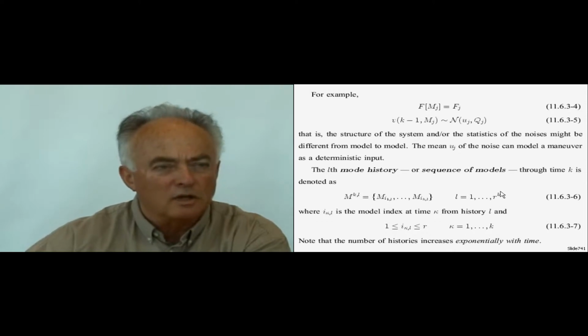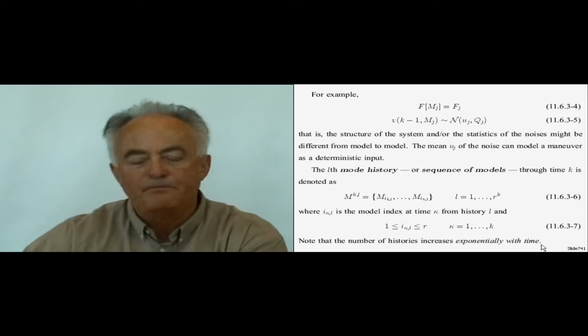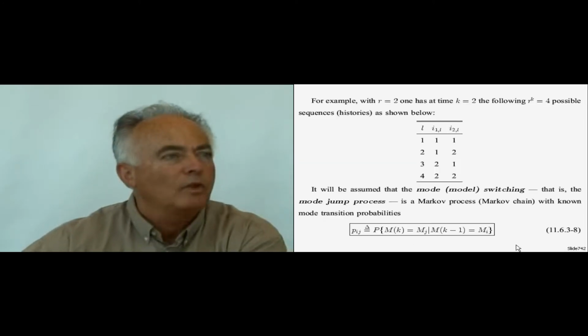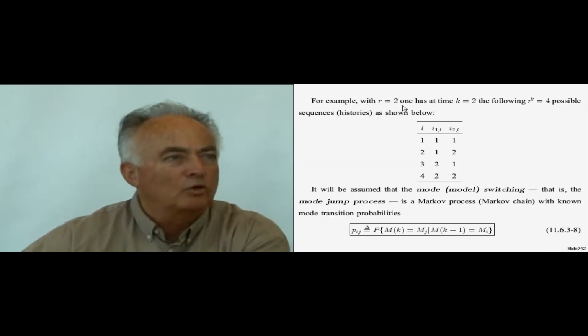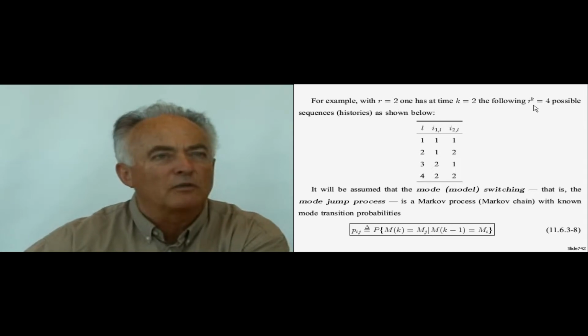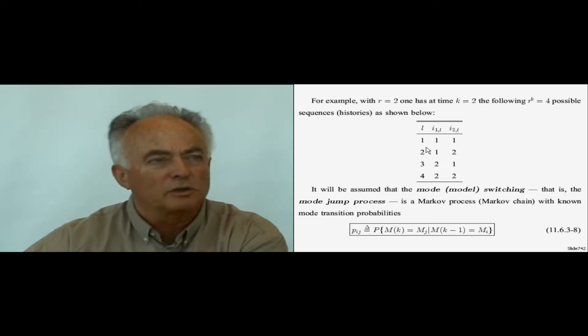So again, here you see that r to the k, that's the big problem with this approach, would increase exponentially with time. For example, if you have two models and you have only two sampling times, you already have 2 to the 2, that's 4 possible sequences of histories. It can be 1,1, 1,2, 2,1, or 2,2.